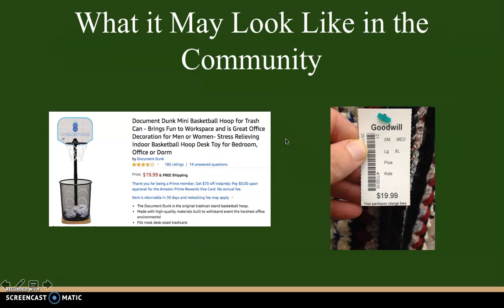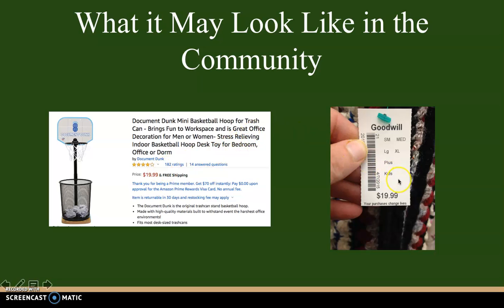So here's what it might look like when you're in the community or shopping online. First of all, I went on Amazon and I found a pretty cool basketball hoop trash can that cost $20. Although it does say $19.99. Oftentimes, when things cost $20, it will say $19.99 because with tax, that is going to cost $20. And to review what the word tax means, it is the money that people pay for the government. So that will make your price of $19.99 go up to $20.